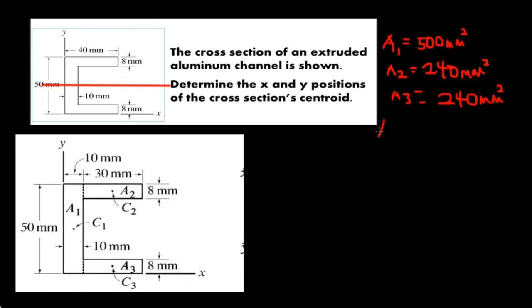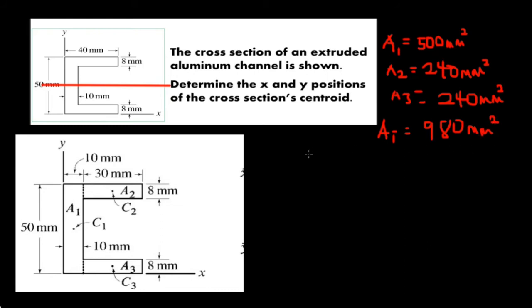Okay, so I'm going to represent this with A. That's for the total area. So I'm going to add all this. So that'll be 500 plus 240 times 2. So this gives me 980 millimeter squared. That'll be the resultant area.